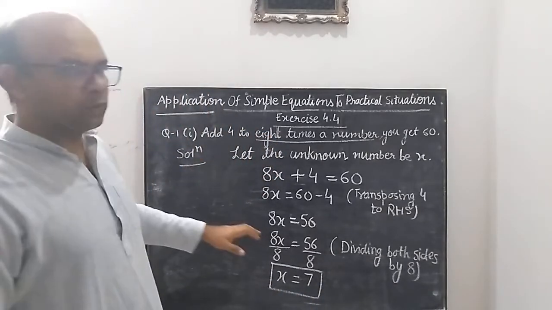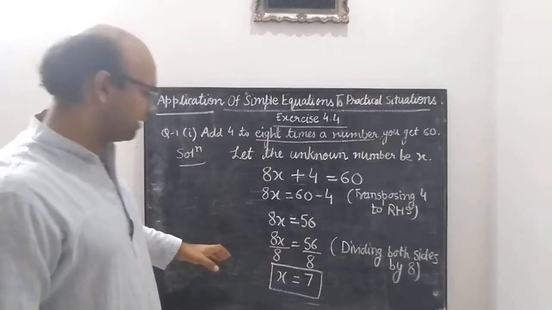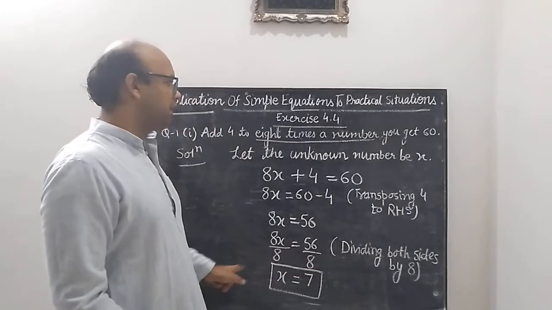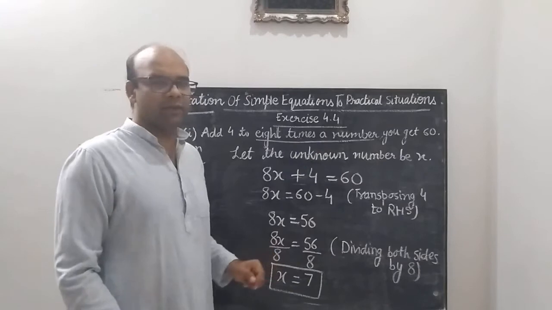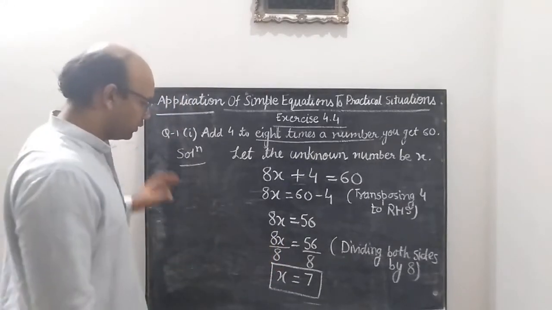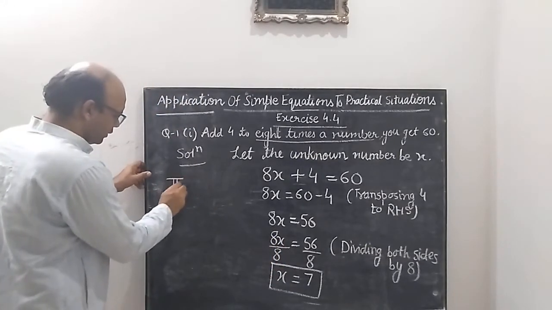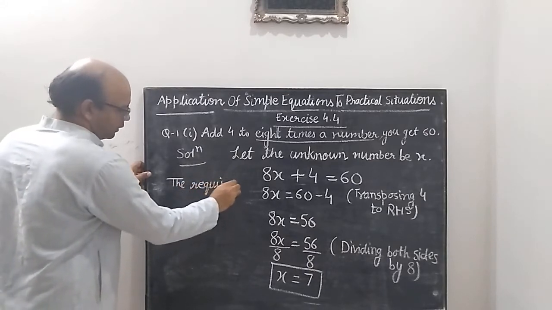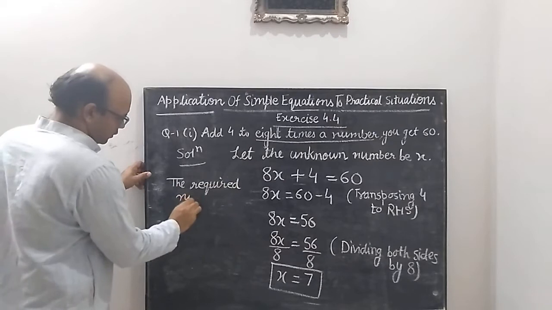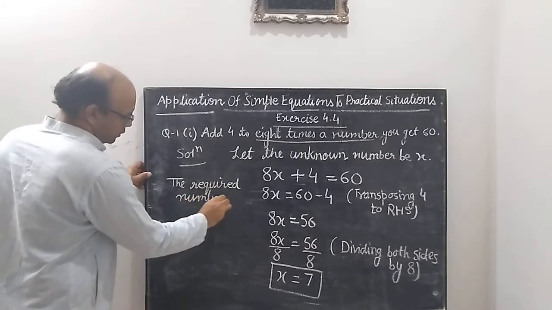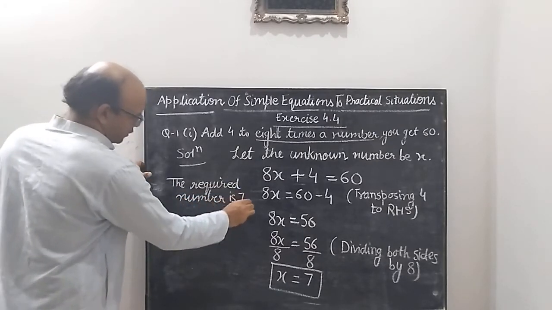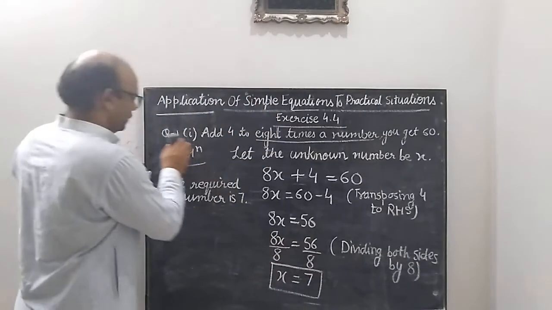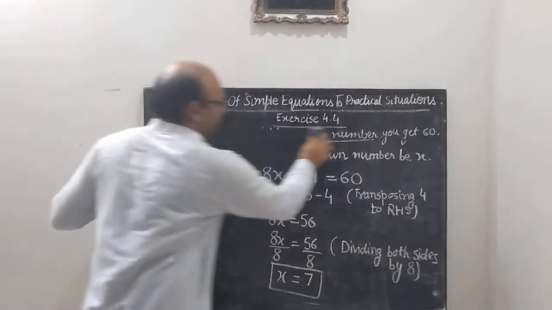So the unknown number x is 7. That is what you have to write as the last statement. The unknown number or the required number is 7. So that has to be written. The required number or the unknown number is 7. So this is what you have to write. Now we just move on to the next part.